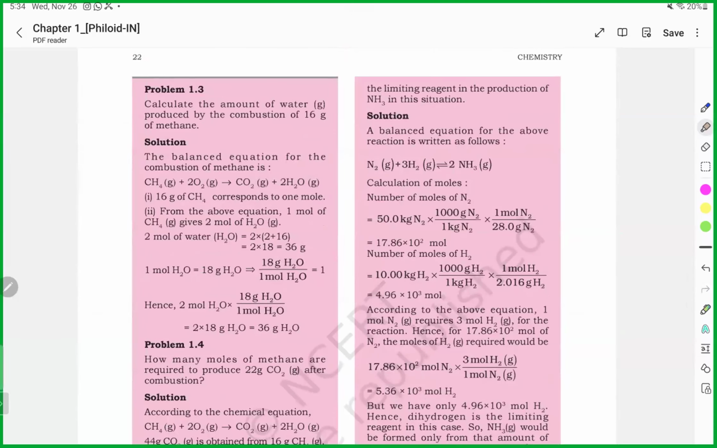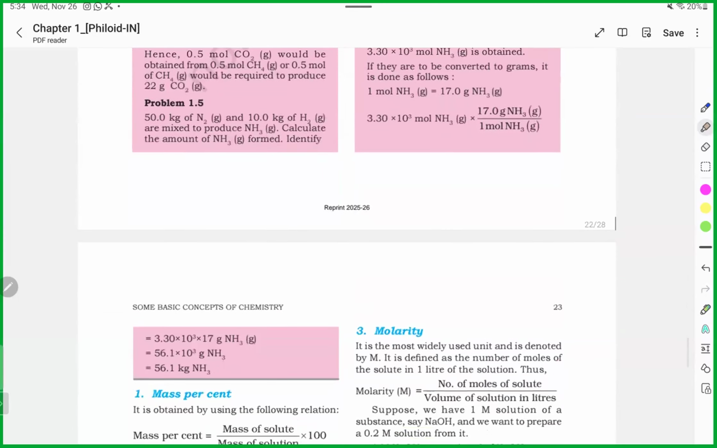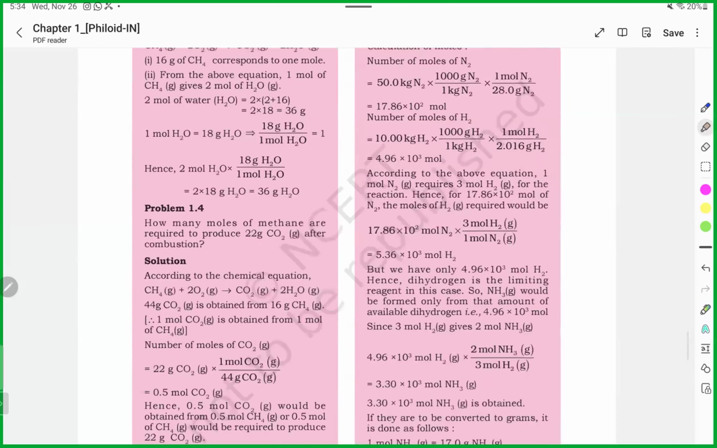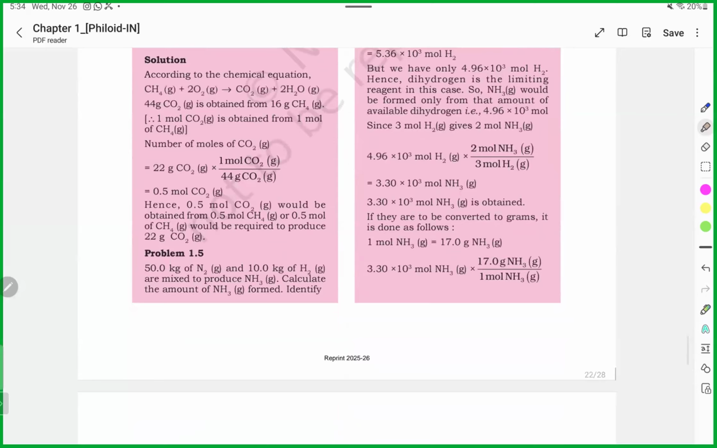I have a GOC doubt. Yes, we'll solve the GOC doubt. Where is the limiting reagent? Which question were you talking about? Sir, I was talking about 1.5. Yeah, this question. Okay, only 1.5.